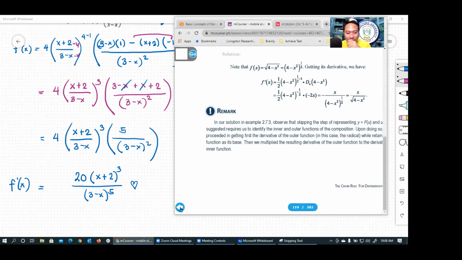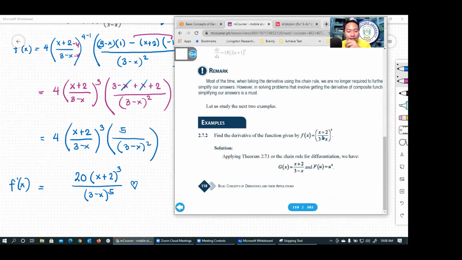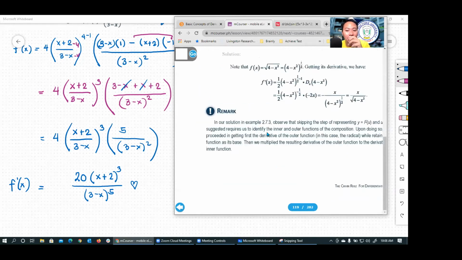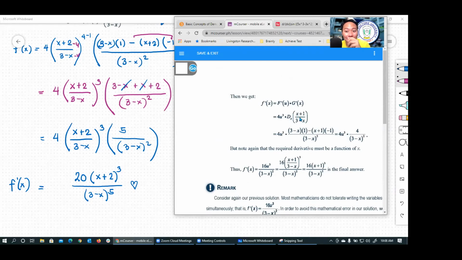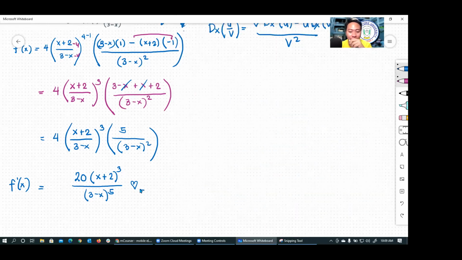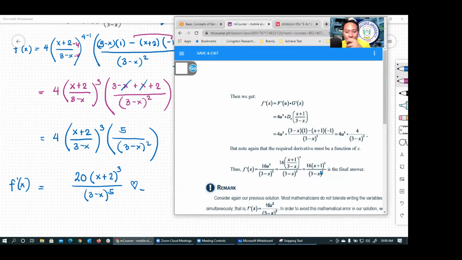Because this is what I said earlier. Look at the given answer from the book, guys. The numerator is x plus 2, right? If we flip your book to the next page, 119, look at the solution. For some reason, it became x plus 1. So this part here should have been x plus 2, not x plus 1. That's a typo error, and that's the reason why our answer is different from the book. There's something wrong with how the book presented the solution.